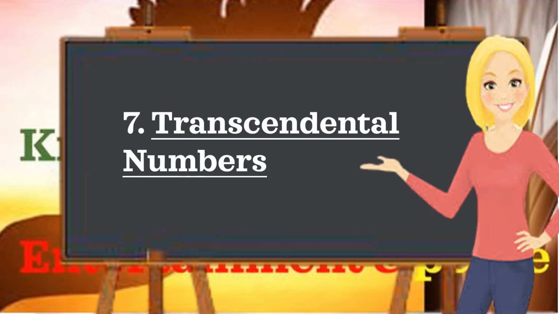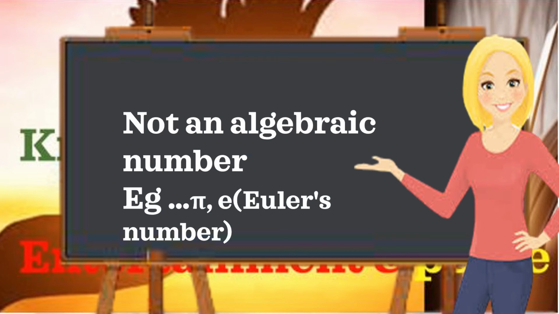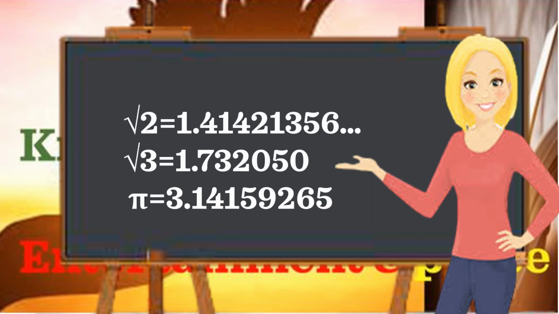Next is transcendental numbers. A transcendental number is a number which is not an algebraic number. Example: pi and Euler's number. Surds and transcendentals are irrational numbers. These numbers do not have an exact value. The approximate values of these numbers are: root 2 is 1.41421356, root 3 is 1.7320, and pi is 3.14159265.